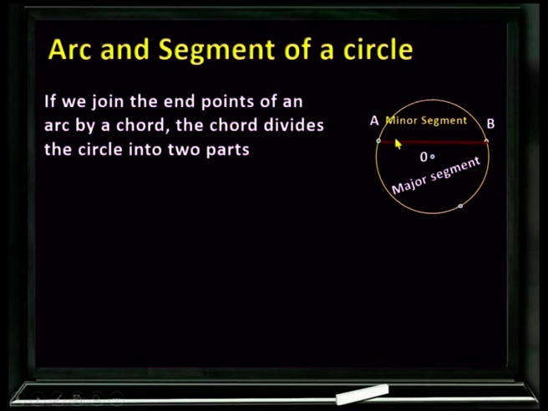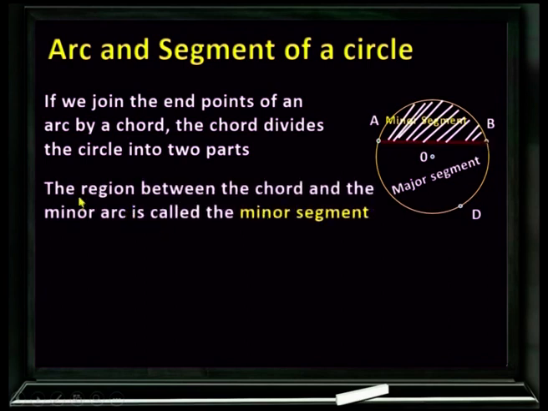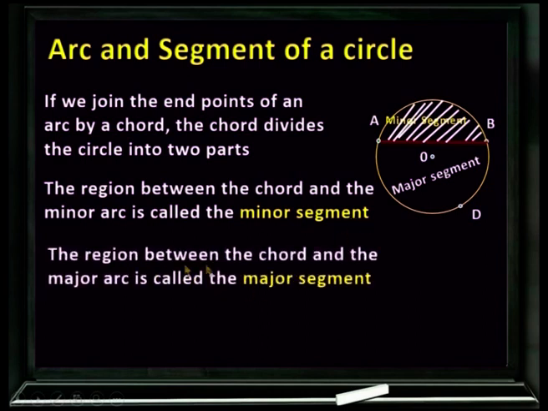How do we define which one is a major segment and which one is a minor segment? That depends on the size of the arc. If it is a minor arc, the segment will be a minor segment. If it is a major arc, then the segment will be a major segment. What I can say is, the region between the chord and the minor arc is called the minor segment, and the region between the chord and the major arc is called the major segment.